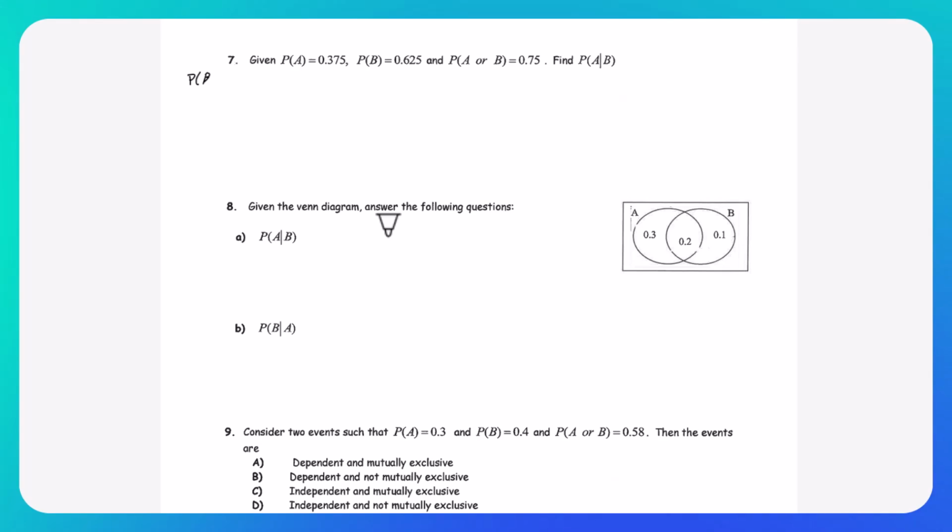B and A equals the probability of B times the probability of A given B has already occurred. Well, I know my probability of B, but I don't know this piece right here. I don't know my probability of B and A. I've only been given the OR.